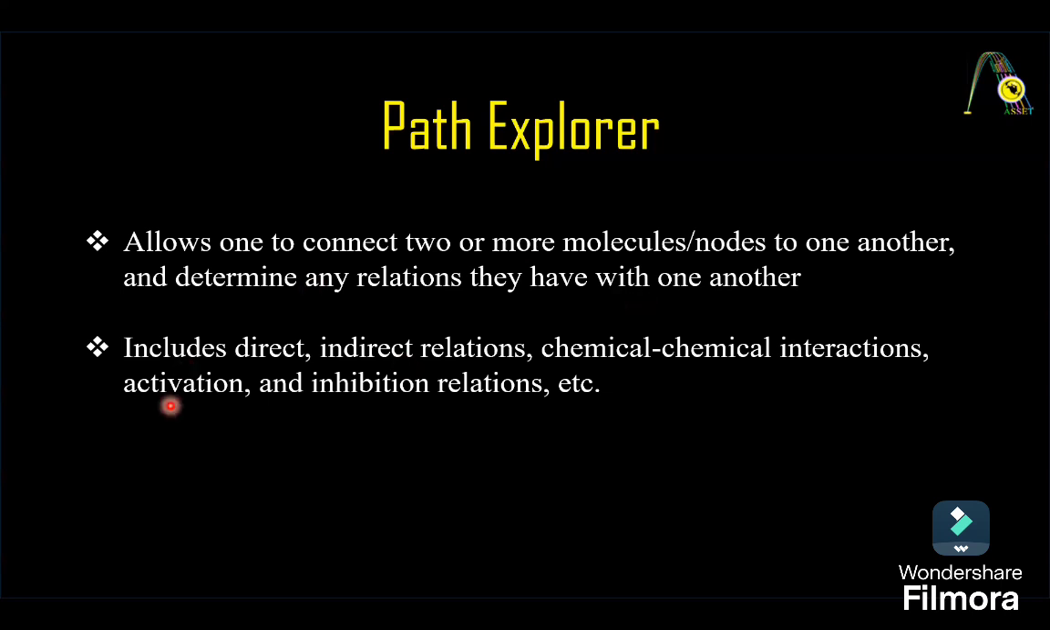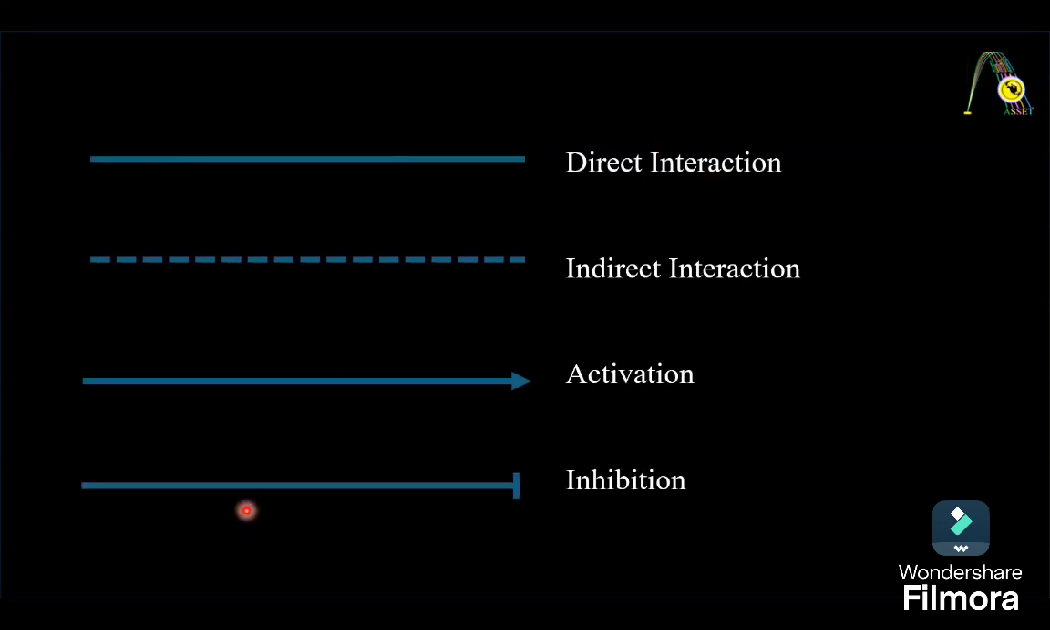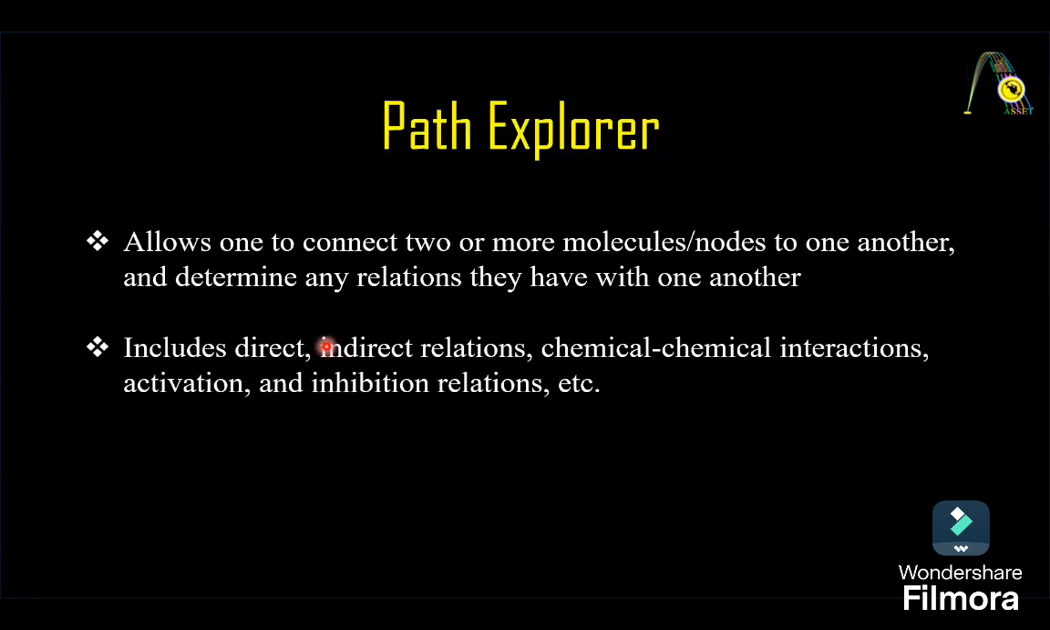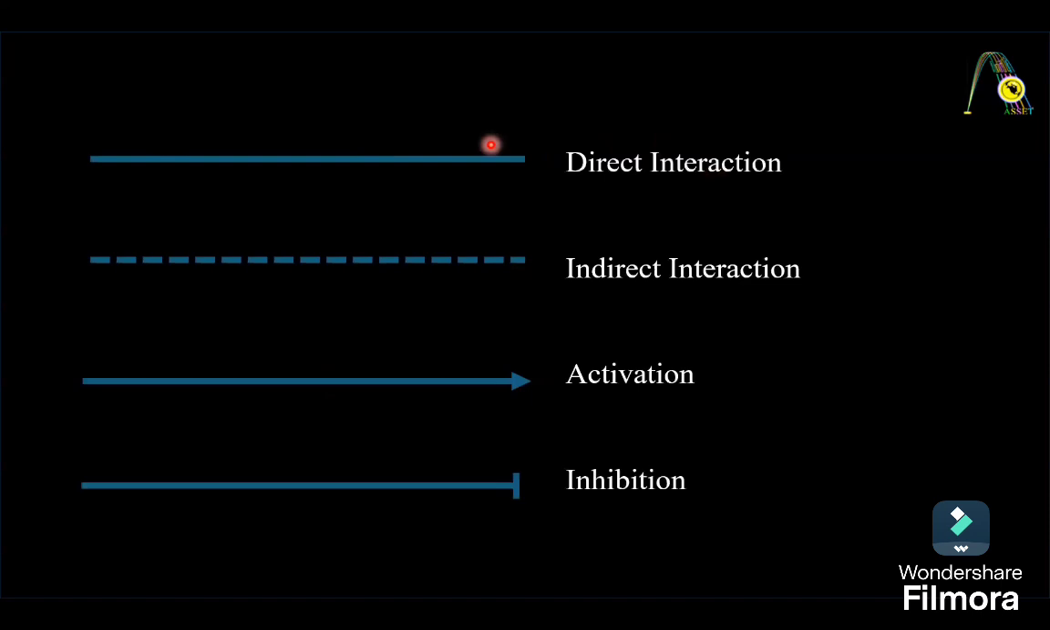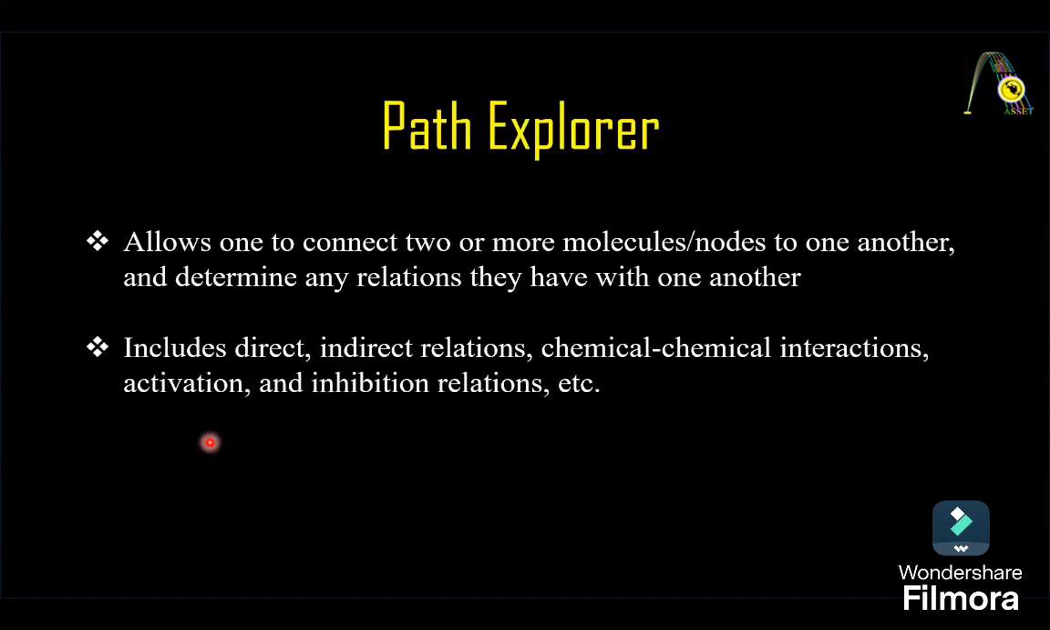And much like the grow function, it shows you direct, indirect, chemical interactions, activation, and inhibition relations. So the specific lines that are connecting it, like these, right? It'll show you what type of interaction is connecting the nodes, by the type of line that is connecting those two different nodes. So that is also shown.